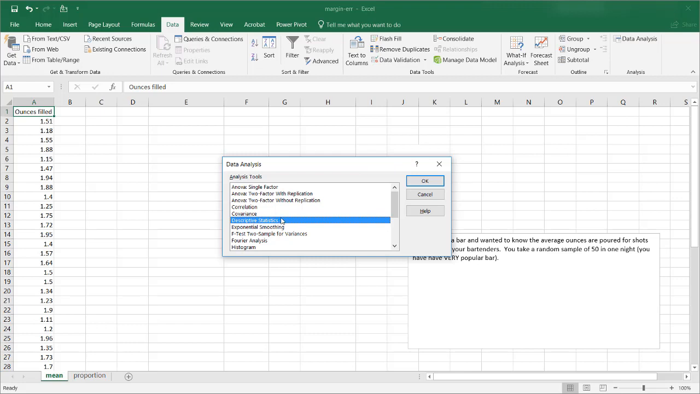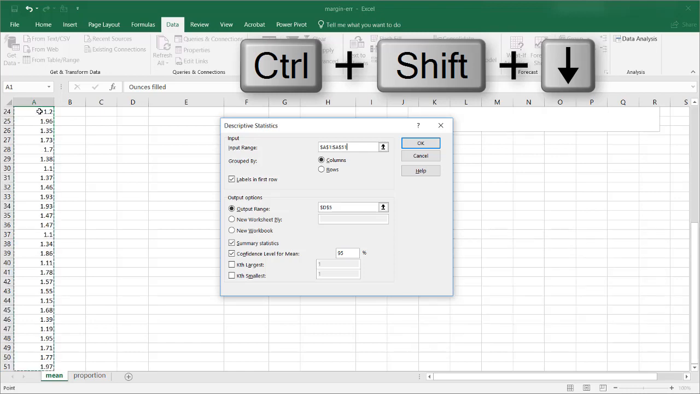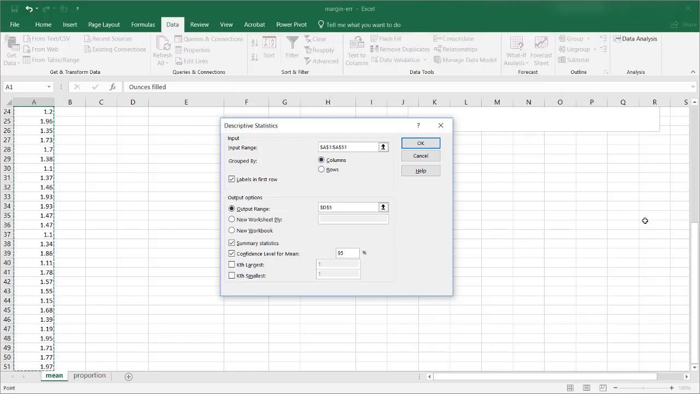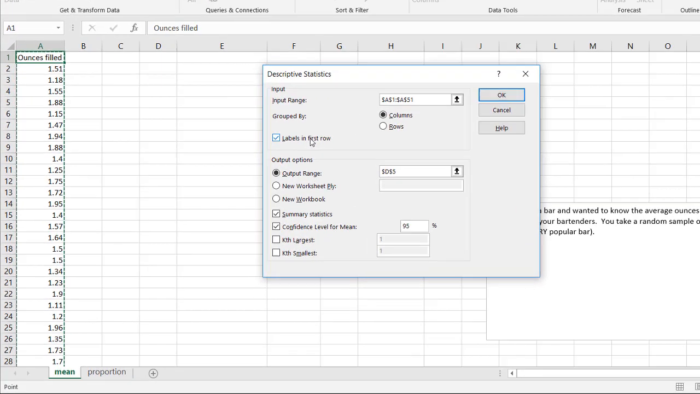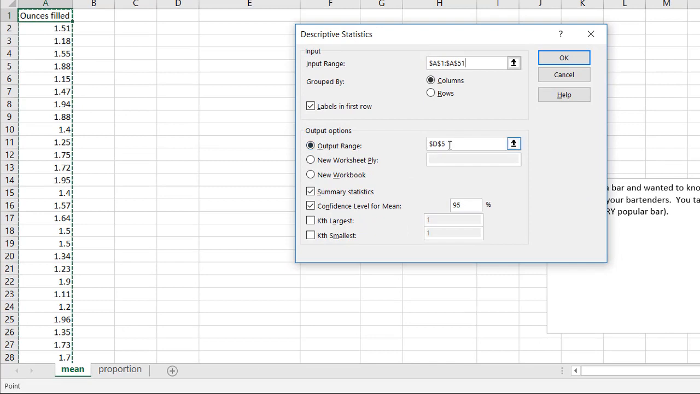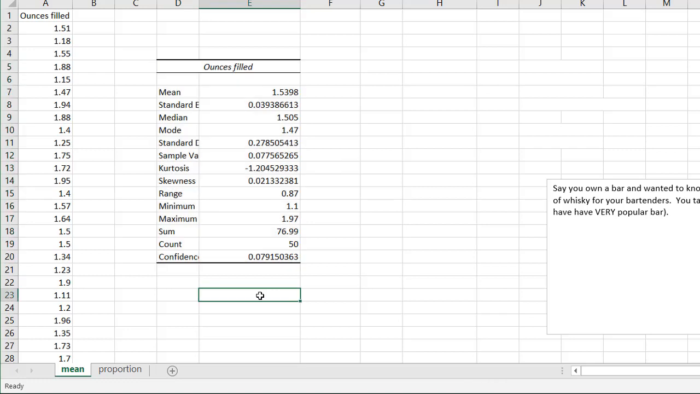But since it's here, I'll go ahead and click on that, click on descriptive statistics, click OK. My input range is column A. Well, let's just make it more specific. A1, then Control Shift Down Arrow to select it all to A51. It's grouped by columns. It's one column. There is a label in the first row. My output range, D5. Yeah, D5 is fine. And I want summary statistics and I want this confidence level for the mean. Click OK and it's going to put it there. And pretty much my work is done.